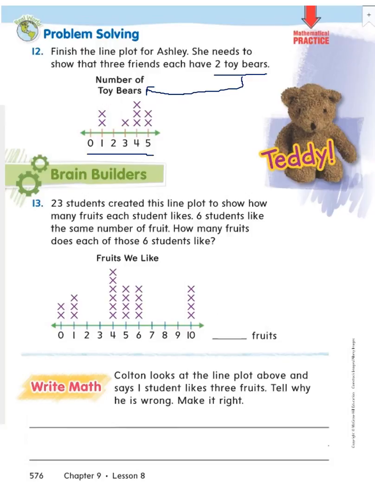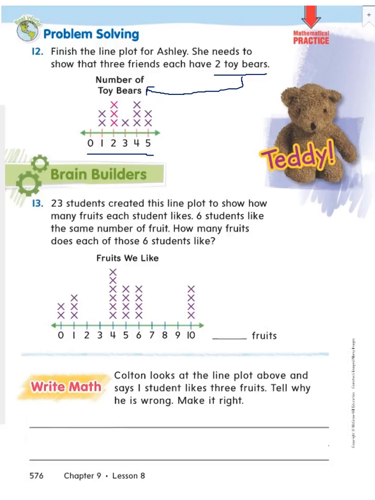Take a moment. Let's see if you can figure this out. Okay. Hopefully you are all ready. Here we go. There are 3 friends who have 2 toy bears. So we need to put 3 X's in there, and remember, it's got to be clean, neat, straight, organized. Now let's go down to number 13.